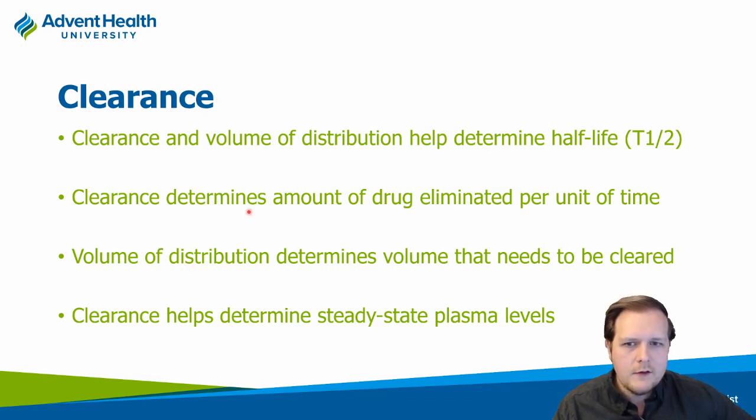So again, clearance determines the amount of drug eliminated per unit of time. The volume of distribution determines how much volume has to be cleared, right? If something has a really high volume of distribution, it could be 200 liters you're clearing. For something with a low volume of distribution, it's only like 6 or 7. Obviously, 6 or 7 is much smaller.